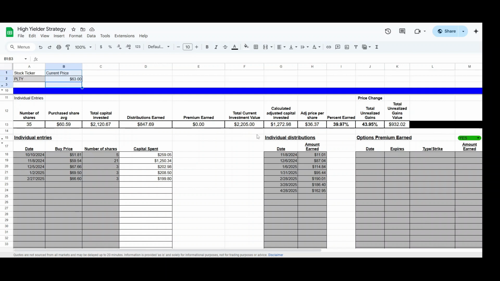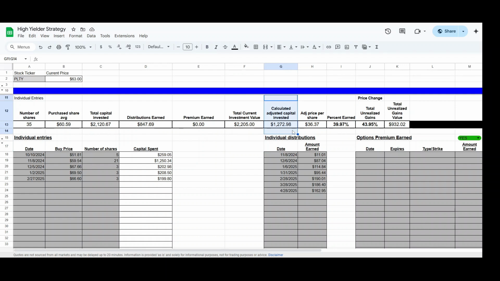The distributions that I have made, I've entered each one into this column, and that total amount of distributions that I've earned is $847.69. I have not sold any puts on PLTY currently, so therefore that is a 0 amount earned. My total current invested value is the number of shares times the current value of the stock. So $63 times the 35 gives me the $2,205.